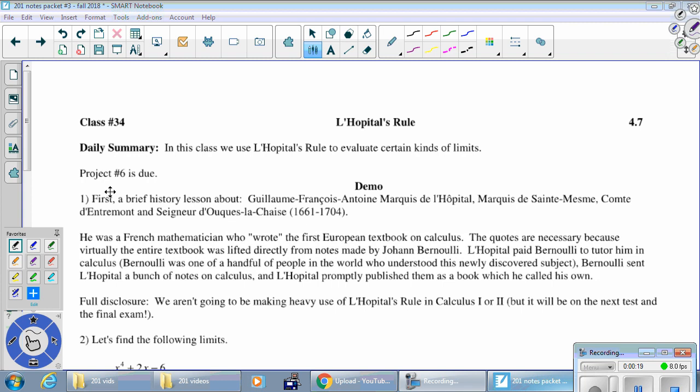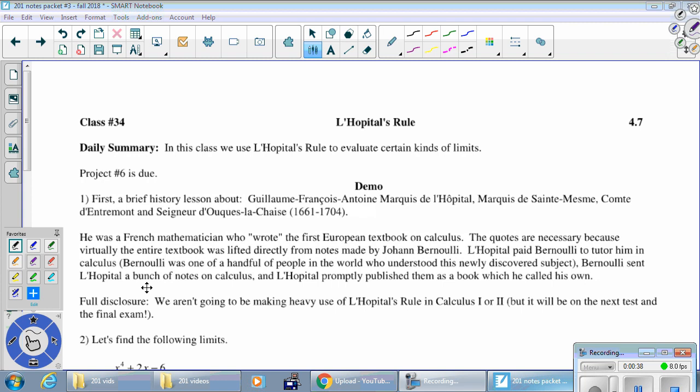He lived in the late 17th century. He was a French mathematician who wrote the first European textbook on calculus, but the quotes are necessary because virtually the entire textbook was lifted directly from notes made by Johann Bernoulli. L'Hopital paid Bernoulli to tutor him in calculus. Bernoulli was one of only a handful of people in the world who understood this newly discovered subject.